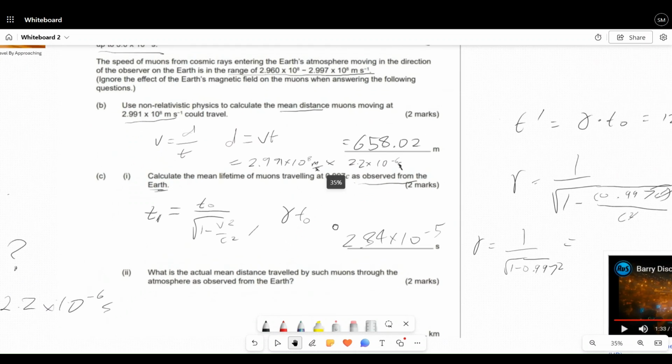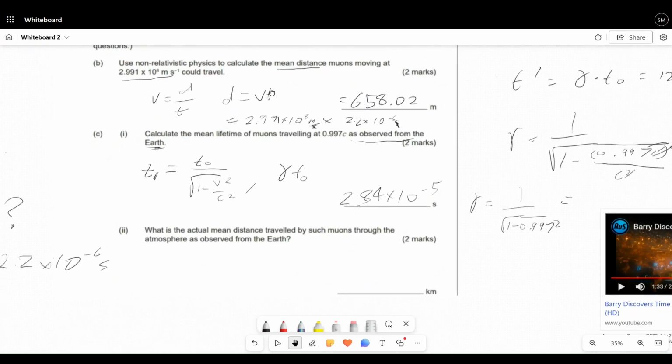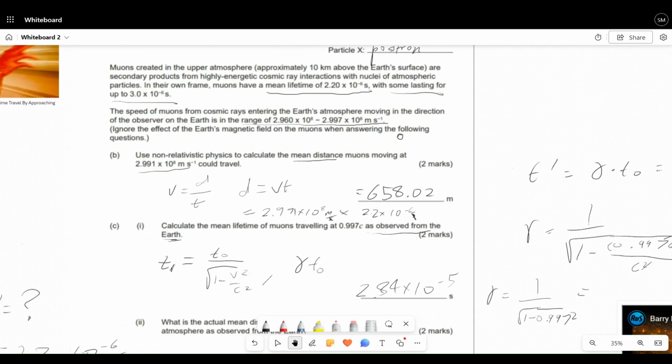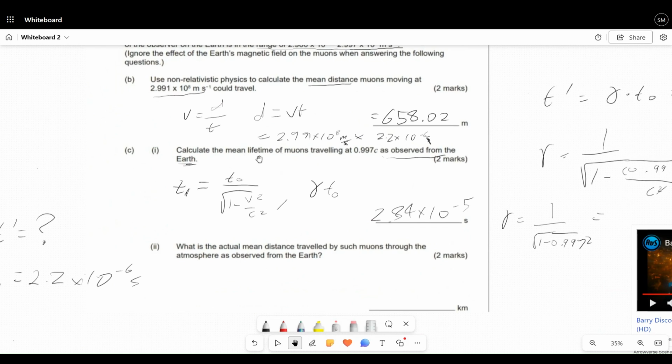Also, just quickly note how I've not used the maximum lifespan. The maximum lifespan is 3 times 10 to the negative 6. I've used 2.2 times 10 to the negative 6 because that's the mean lifetime, and the question is asking for mean lifespan. So I've used the mean lifetime.